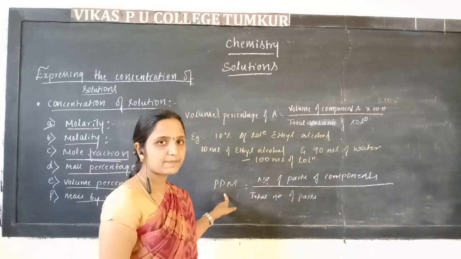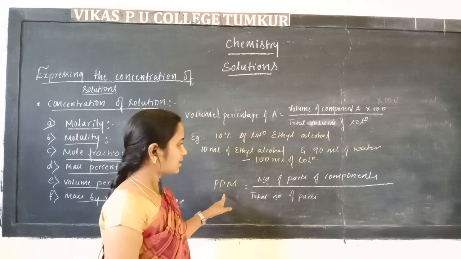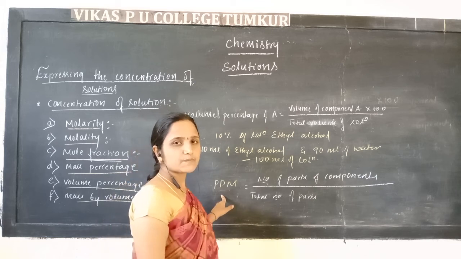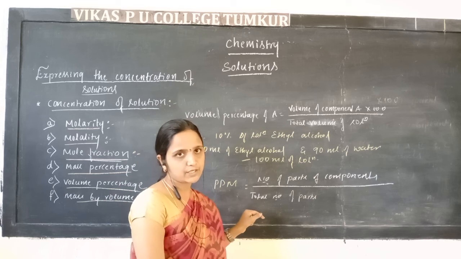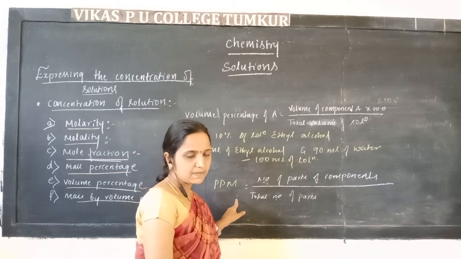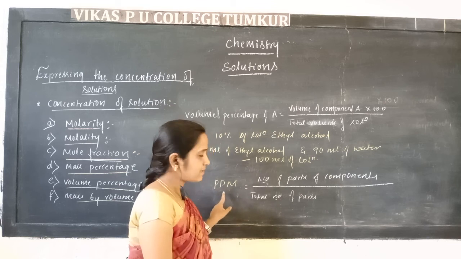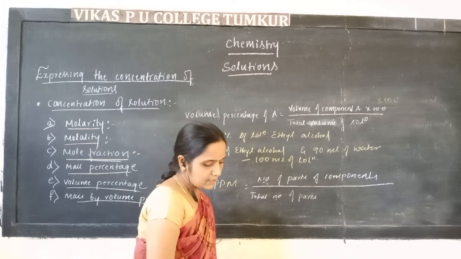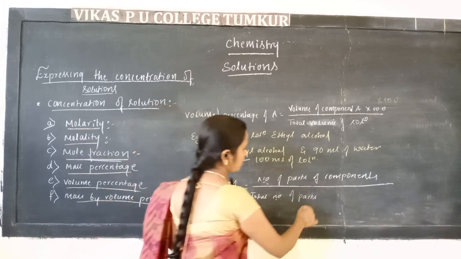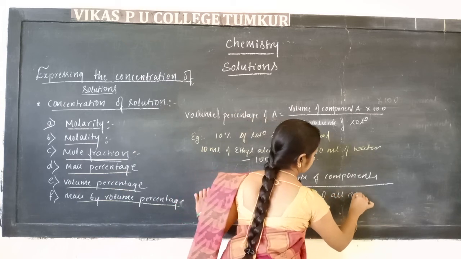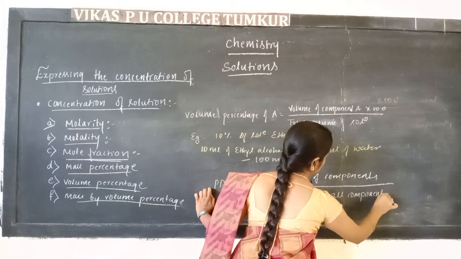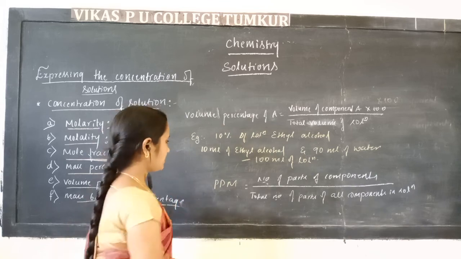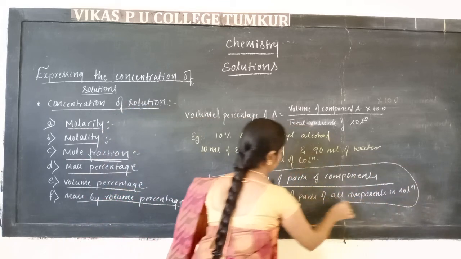So many times I have defined ppm, and it is asked many times in the examination. It can be defined as: it is used to express the concentration when the solute is present in traces in the solution. ppm means parts per million. This can be calculated by the formula: number of parts of the component to the total number of parts of all components in solution.